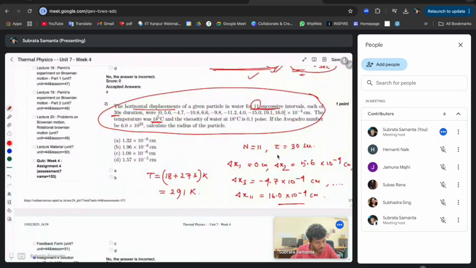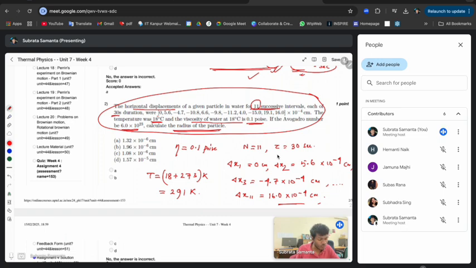And the viscosity of water at 18 degrees centigrade, the same temperature, is 0.1 poise. So eta, the coefficient of viscosity, is 0.1 poise. Again I use CGS units because all are given in CGS units. If the Avogadro number is 6.0 times 10 to the power 23, calculate the radius of the particles.